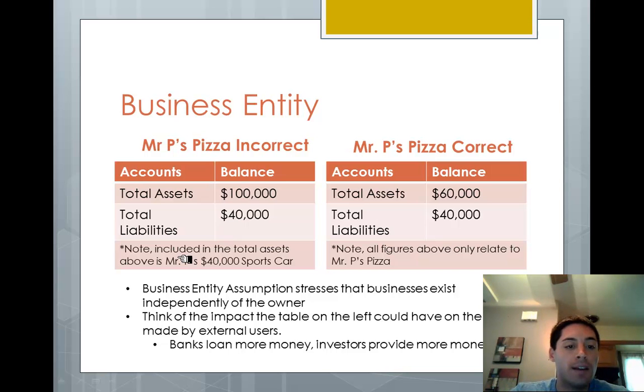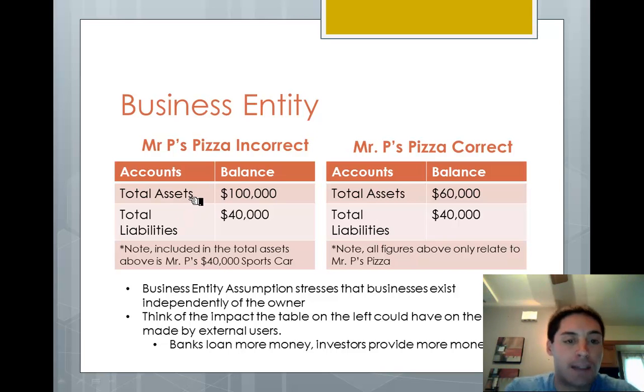Problem though, included in the $100,000 total assets figure that I report, I included my personal sports car. That's not the delivery truck I use from Mr. P's Pizza. This is the car I use on the weekends to clown around in. That car is valued at $40,000. And what I did here is I included that in the total value of Mr. P's Pizza's assets. Okay? That's incorrect.